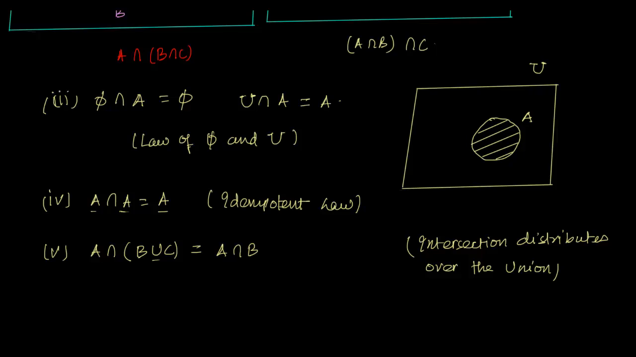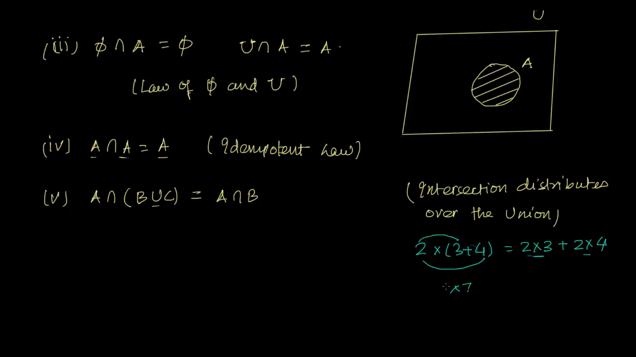What happens when it is a number? 2 into 3 plus 4 gives you what? 2 into 3 plus 2 into 4. So plus remains there, and this multiplication gets distributed over the addition. And 3 plus 4 is 7, so that into 2 is 14; here it is 6, here 8, so indeed 14 is equal to 14. That is true, so this holds good.